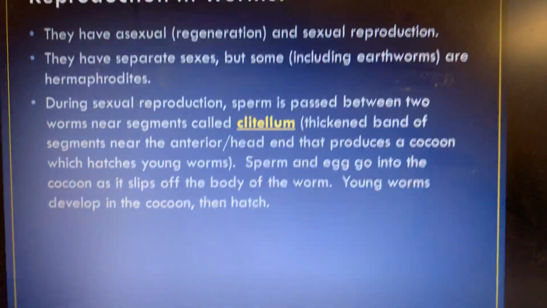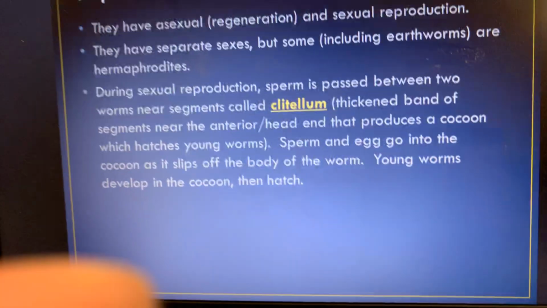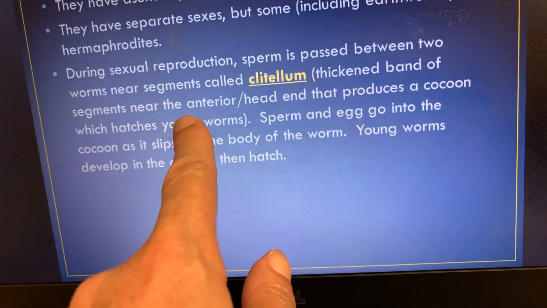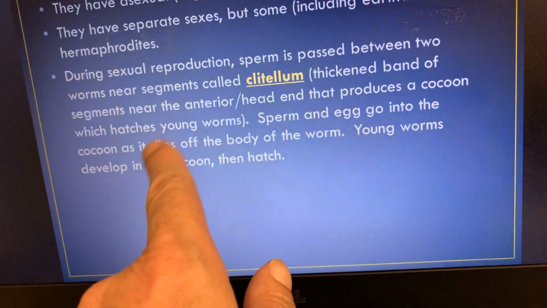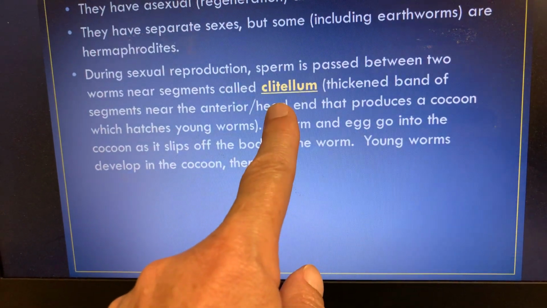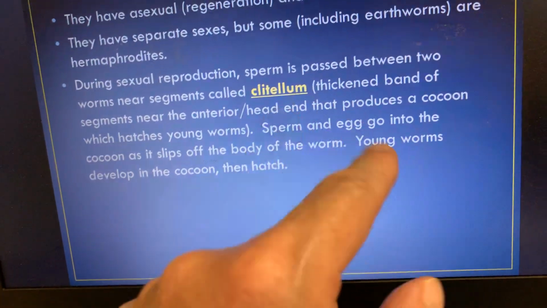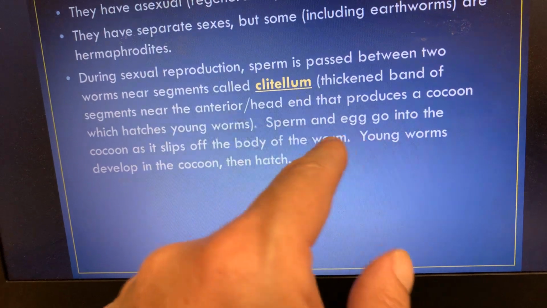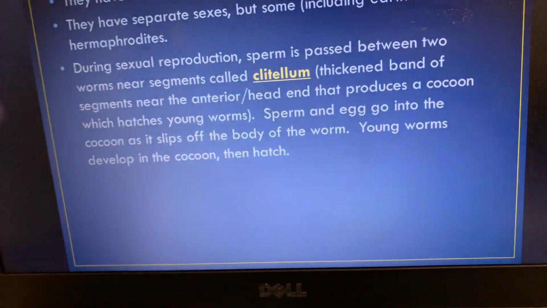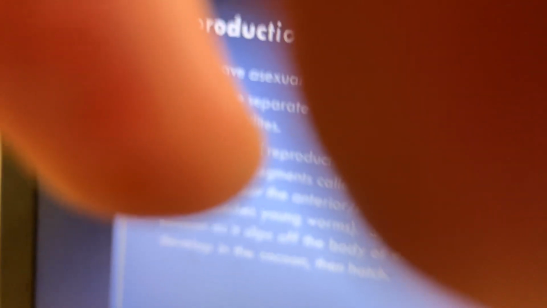develop a cocoon around a part of their body called the clitellum, and it's a thickened band of tissue near the head end of the worm. So the cocoon forms around the clitellum, and the cocoon, of course, includes the baby worms that they'll hatch out of eventually. Let me show you a picture in the book of the clitellum.